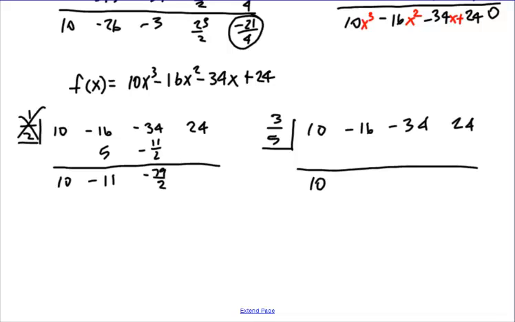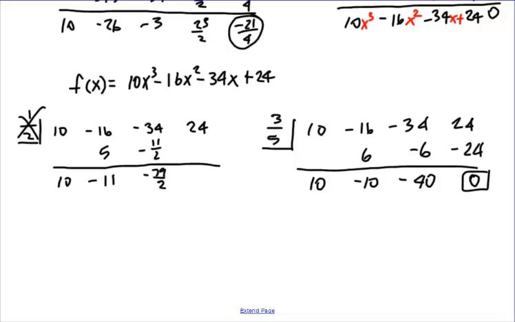So if I come down here with 10, 3/5 times 10 is going to be 6. And negative 16 plus 6 is negative 10. So this is going to be negative 6. And negative 34 plus 6 is 30. And then, let's see, negative 40. And then 3/5 times negative 40 is negative 24. So looky here, we found another 0.